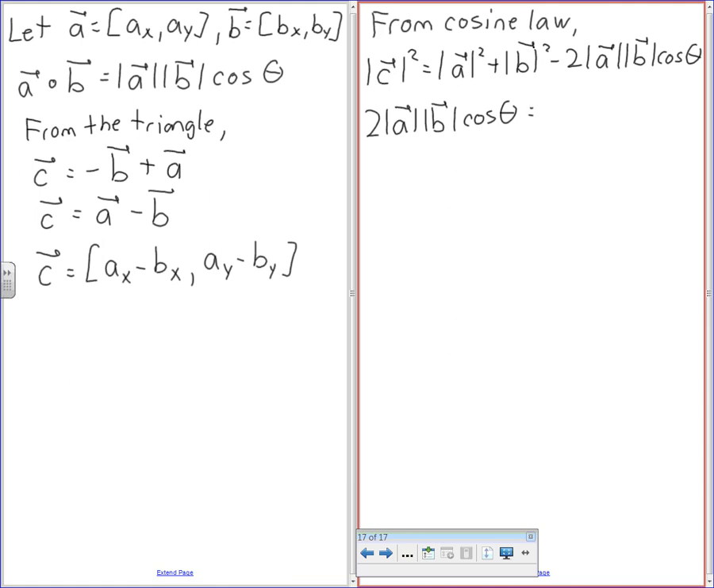equals magnitude A squared plus magnitude B squared minus magnitude C squared. So far so good? For the logic here, we're just solving. Now, Joe, I heard what you were saying. So the left-hand side is equal to what? What does the left-hand side turn into? 2A dot B.